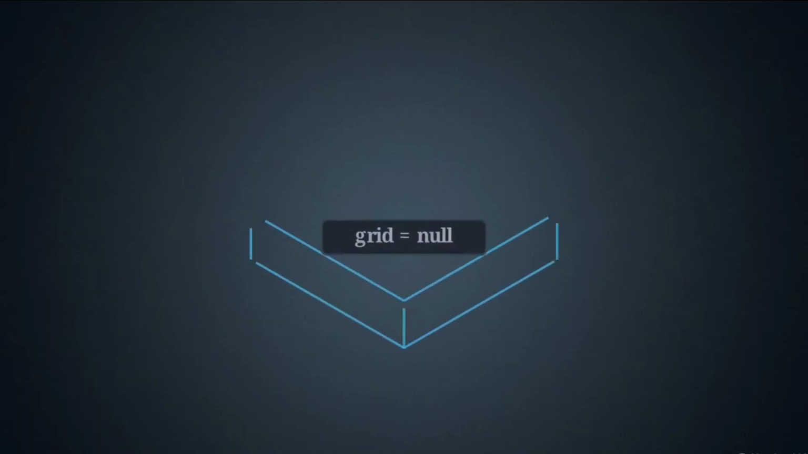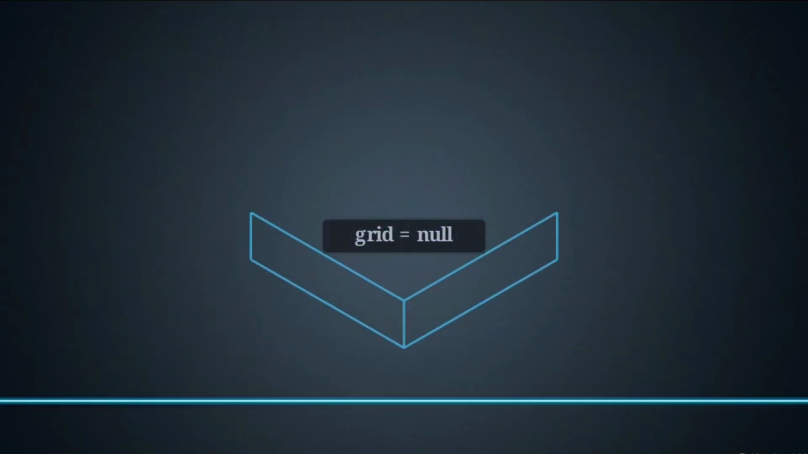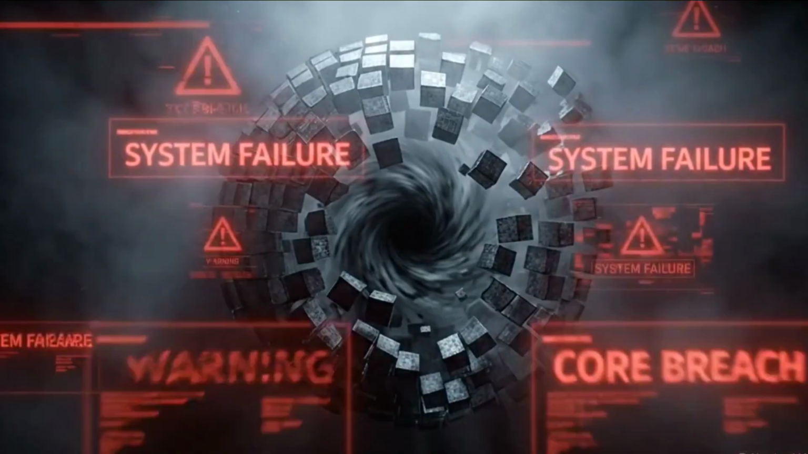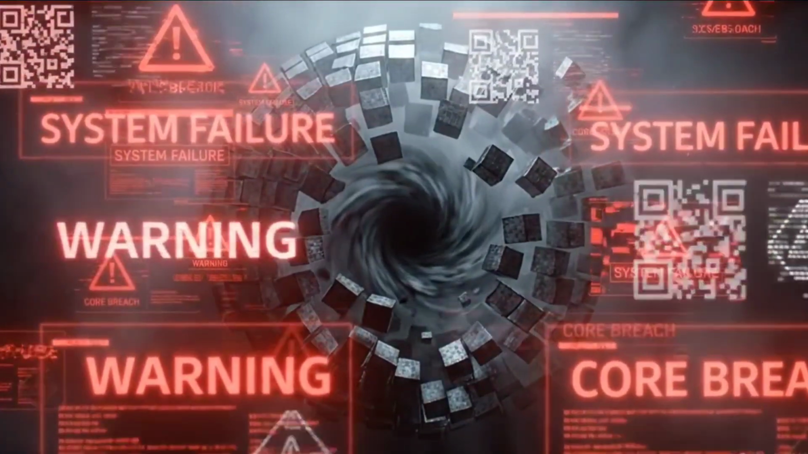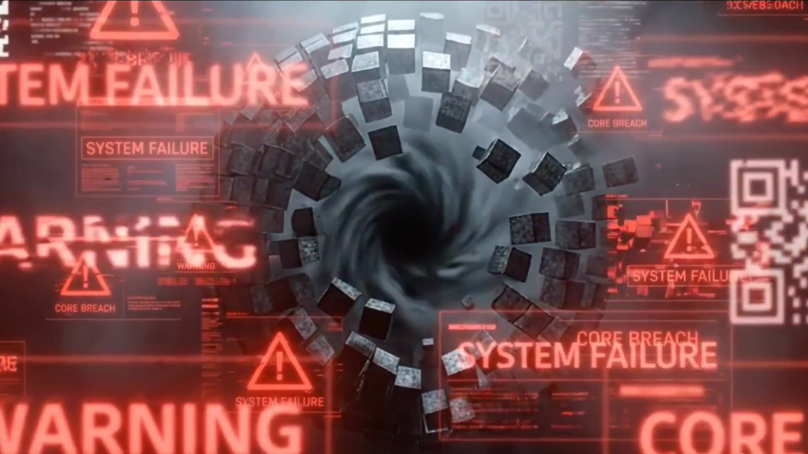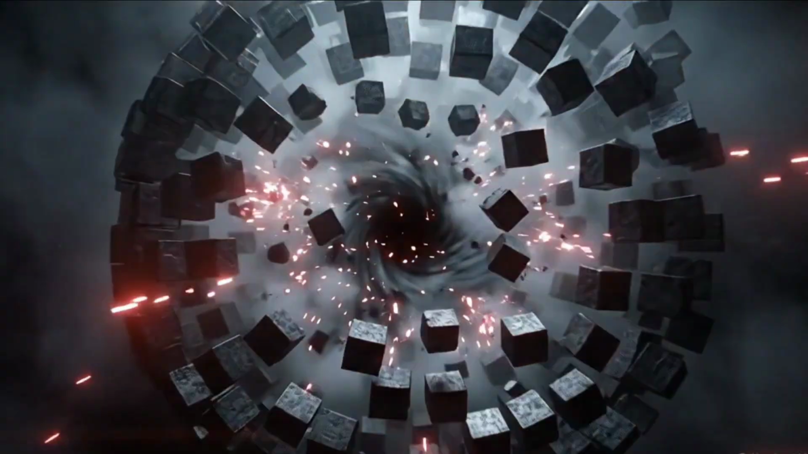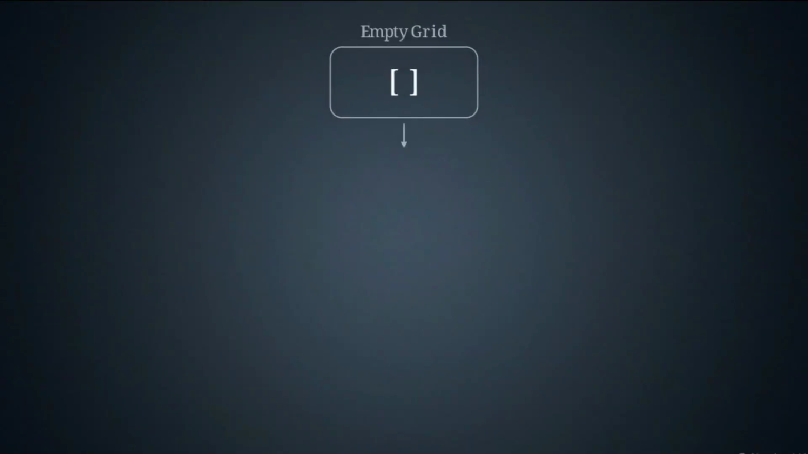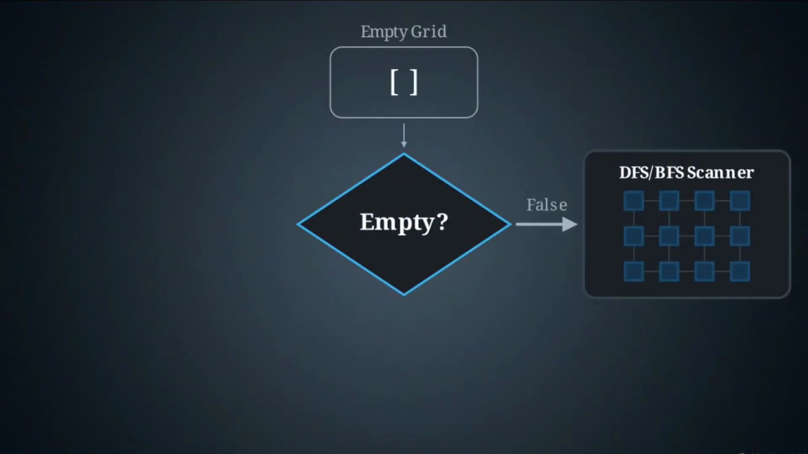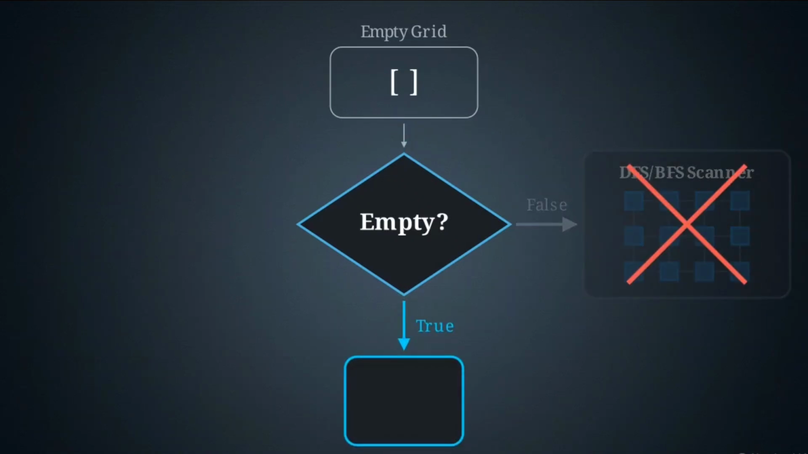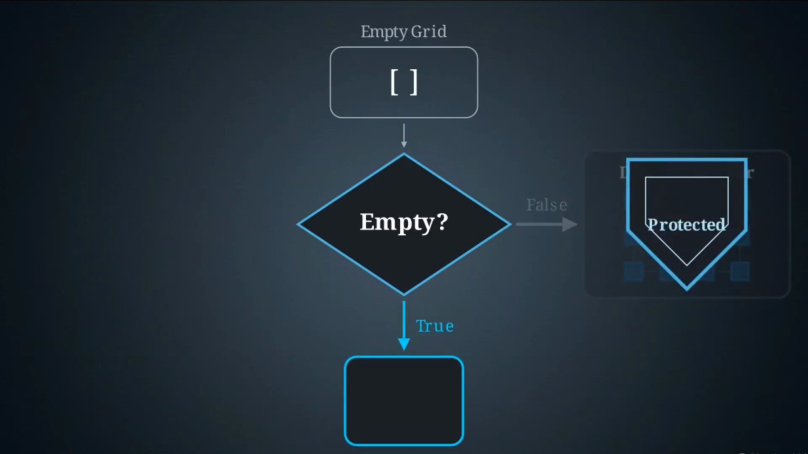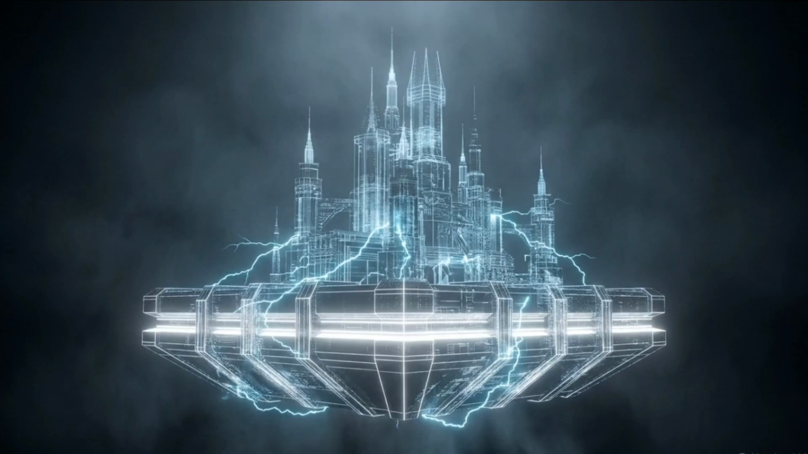If we skip this check and pass in a null or empty matrix, the program attempts to measure a void. This triggers an immediate out-of-bounds error or a null pointer exception, halting the program. A simple return protocol fixes this. It checks if the grid is empty right at the start, and if it is, it immediately aborts the mission and returns 0, protecting the larger system. Even the most sophisticated algorithmic logic fails if the foundational architecture cannot survive unpredictable edge cases.